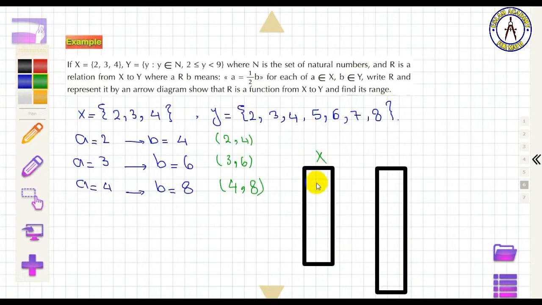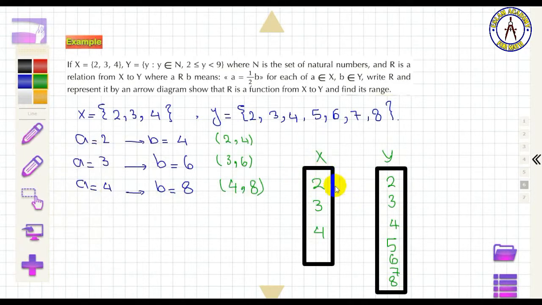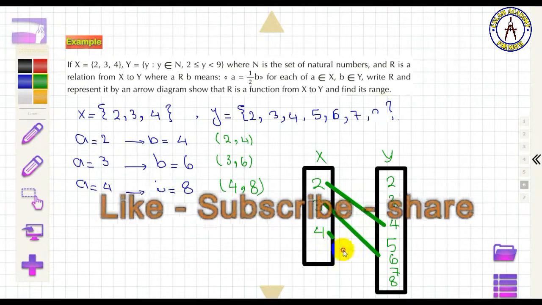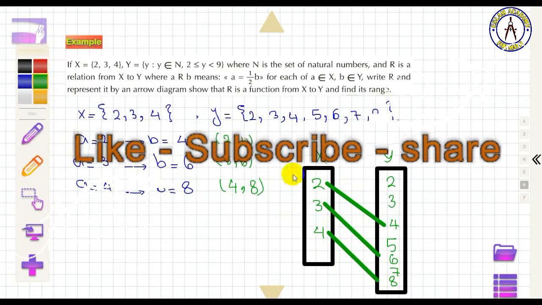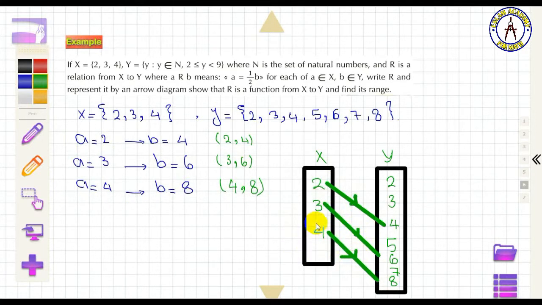To represent by the arrow diagram, that's x, and that's y. Then x equals 2, 3 and 4, and y equals 2, 3, 4, 5, 6, 7 and 8. The ordered pairs are 2 and 4, 3 and 6, 4 and 8. This relation is a function because each element of x appears once at the first projection.